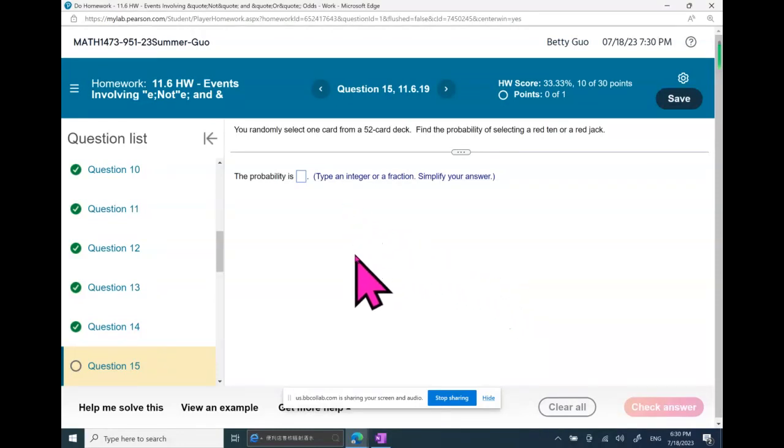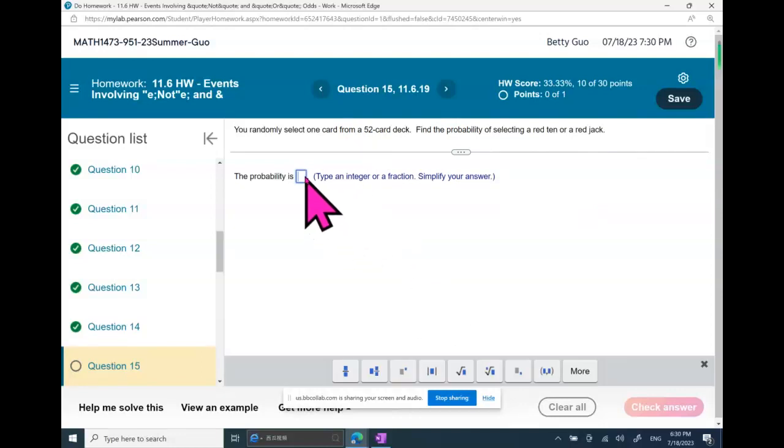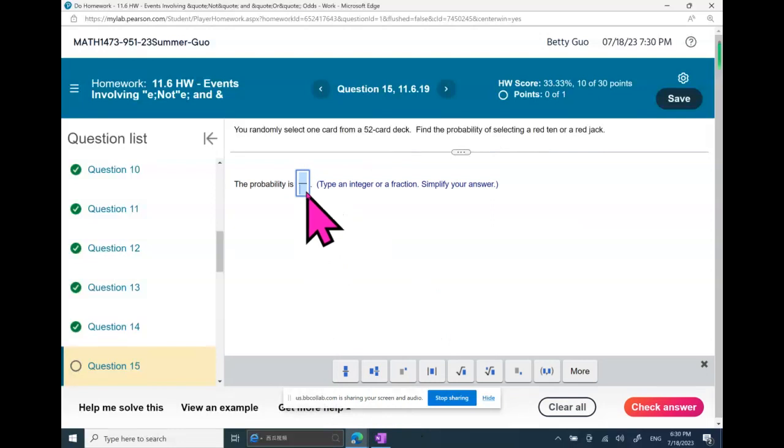For this one, you randomly select one card from 52 cards. Find the probability of selecting a red 10 or a red jack. So or. Let's determine the first event, getting a red 10. The second event, getting a red jack. Jack is number 11. Are they mutually exclusive or not?